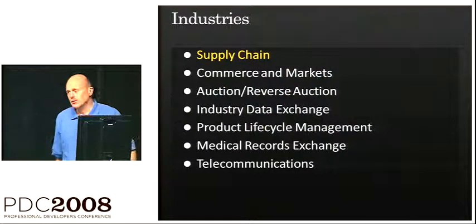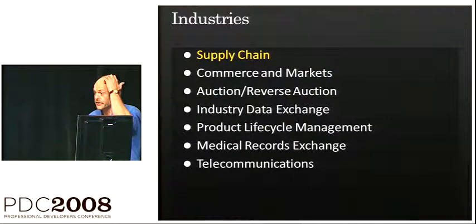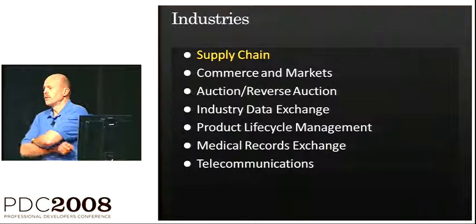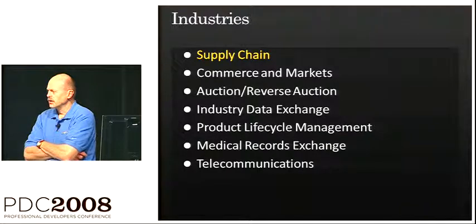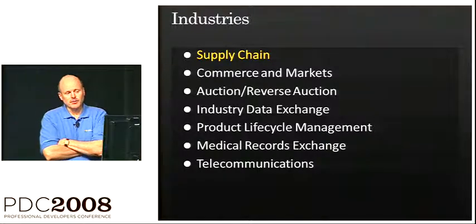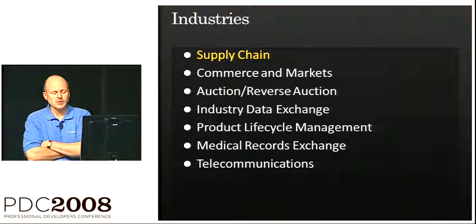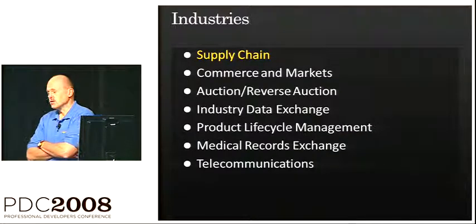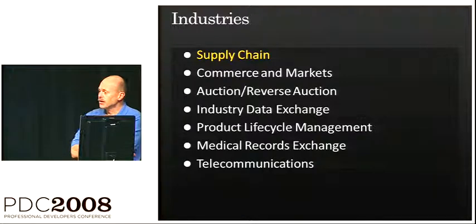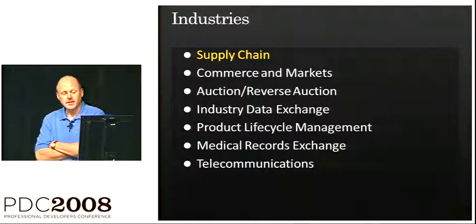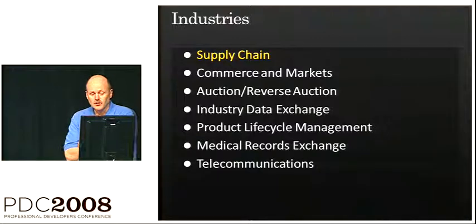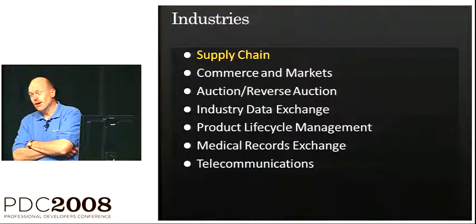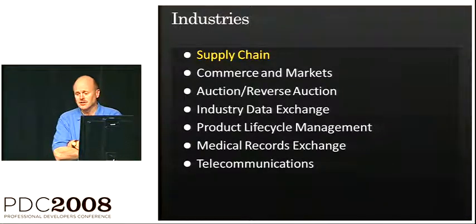What's interesting, though, is that we can go beyond the supply chain industry. This concept of a multi-enterprise business application can be used, and a lot of these architectural patterns and techniques can be used with the cloud service technologies to address a number of other industries, such as commerce and markets, auction and reverse auction, industry data exchange, product lifecycle management, medical records exchange, and telecommunications.